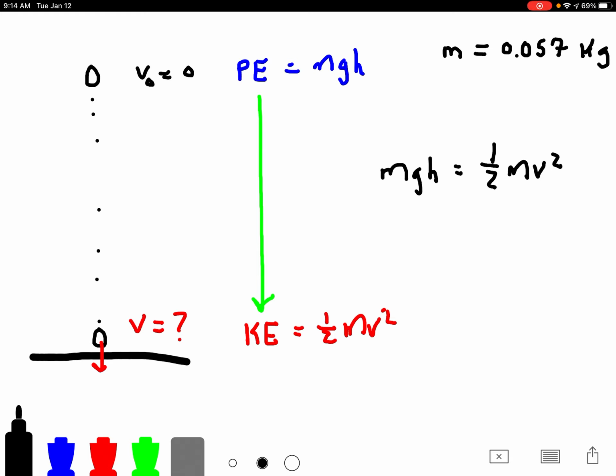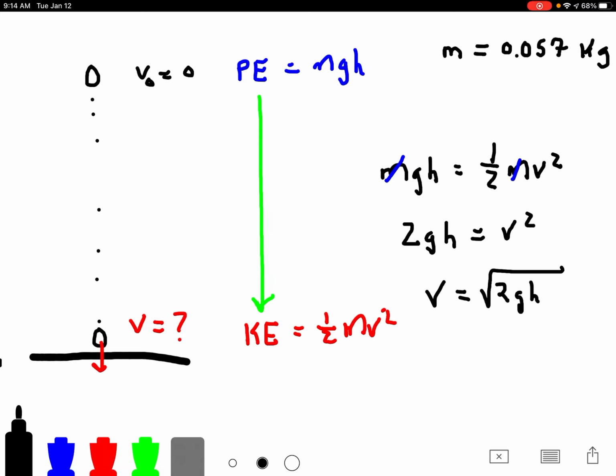But if you take a look at our equation, that actually doesn't really matter for this problem, because what we have on both sides is mass. So we're going to put 0.057 on both sides, and we see that that just goes ahead and cancels out. Rearranging this equation a little bit for v squared, I would multiply both sides by 2, and I'd have 2gh is equal to v squared, or I could write that v is equal to the square root of 2gh. And that is how we are going to solve this problem.